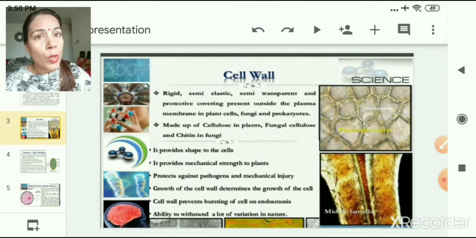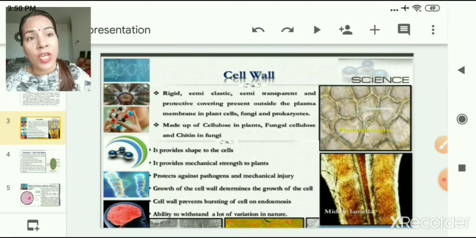We all know these cell walls are present in plant cells, specifically outside the plasma membrane, and these are made up of cellulose. These are rigid, semi-elastic, semi-transparent and protective covering which is present outside the plasma membrane in plant cell, fungi and other prokaryotes. It is mainly made up of cellulose in plants and fungal cellulose in case of fungus and chitin in some of the fungi.